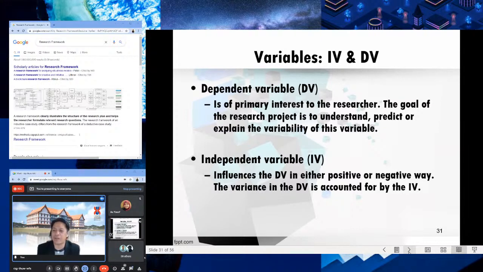There are two types: you must set one dependent and one independent. It depends on how you look at your research focus, the research perspective. I will give an example later, but first we understand the definition and the nature of these types of variable.